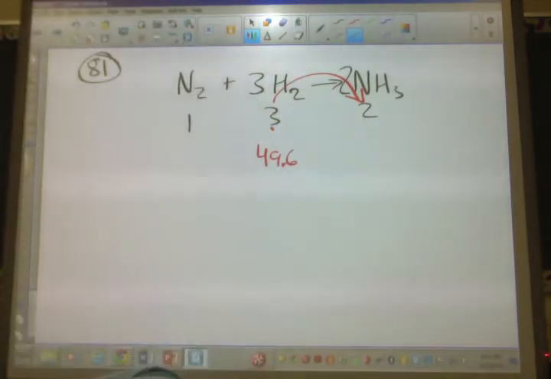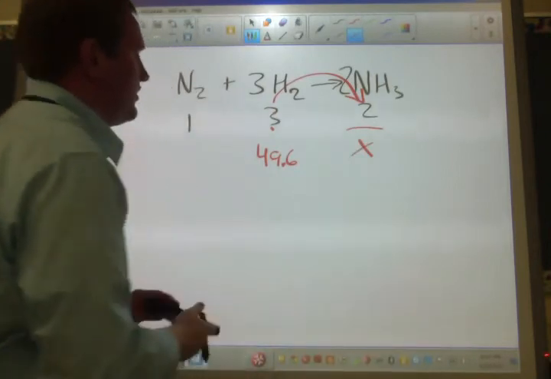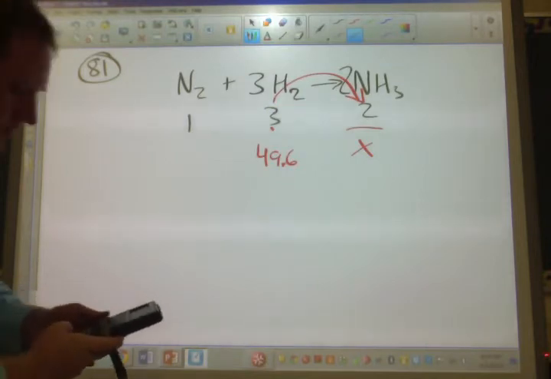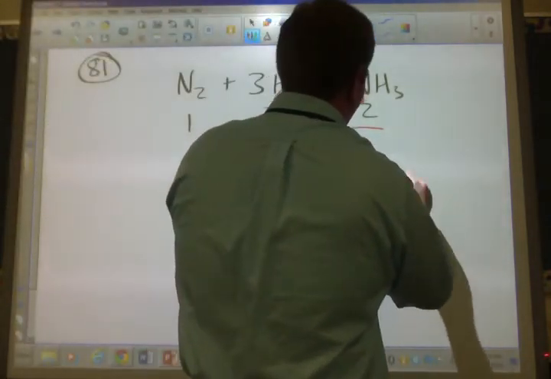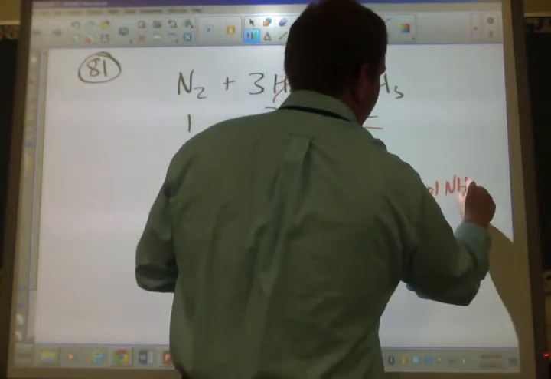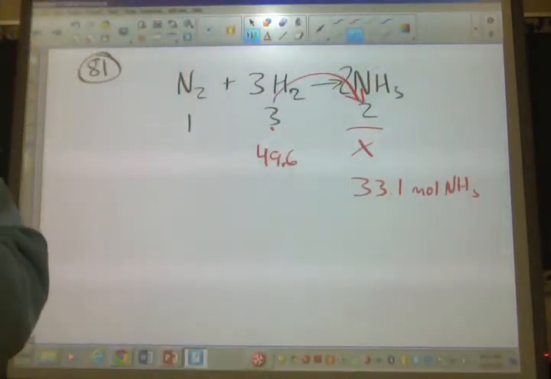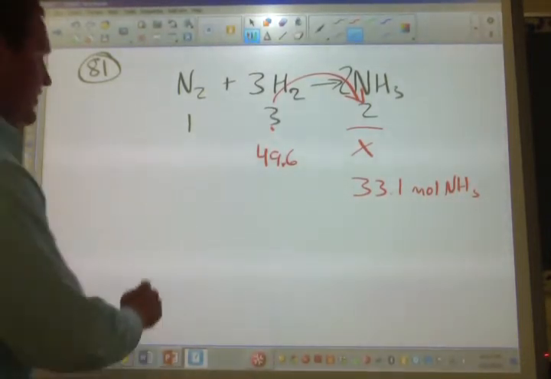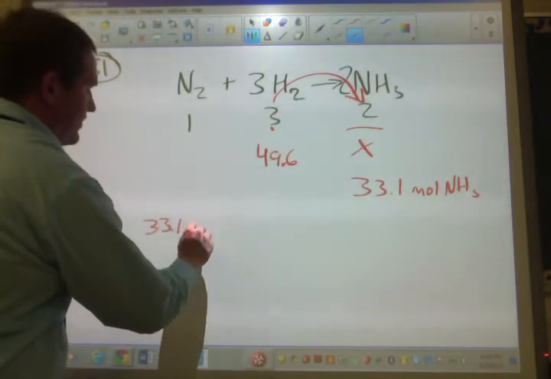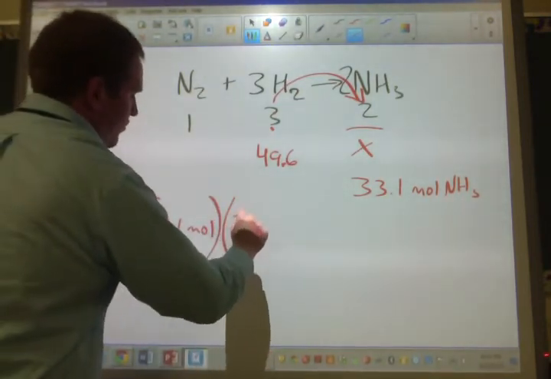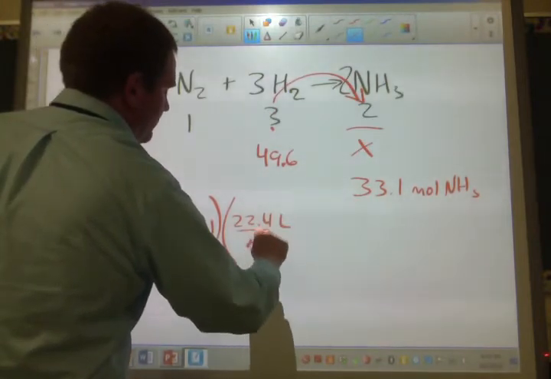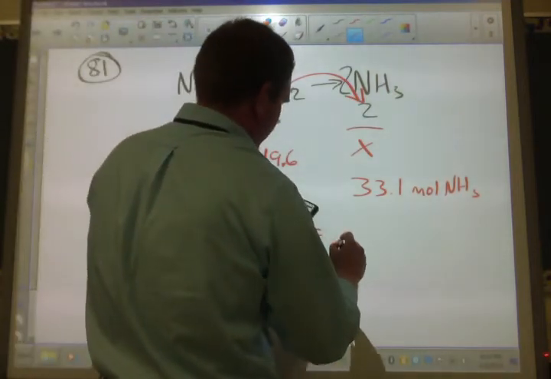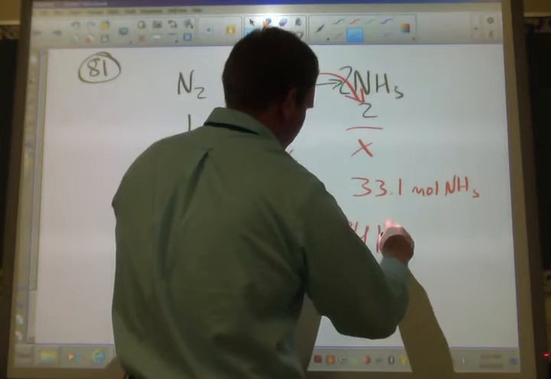You could do it with the X, or you could just divide it by 1.5. So this gives me 33.1 moles of NH3. Let's see, do I ask for grams here? Oh no, I asked for volume. Alright, well if it's at STP, 33.1 moles of any gas times 22.4 liters per mole equals, with 3 sig figs, 741 liters.